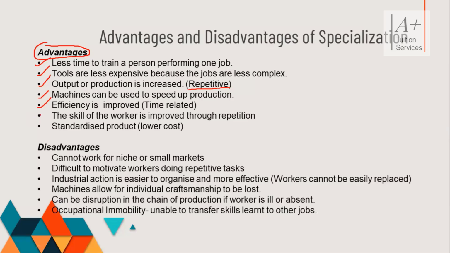worker. Then we have standardized production. So because things are not as hard as it seems, we are able to lower the cost for our product. Now we have some disadvantages.